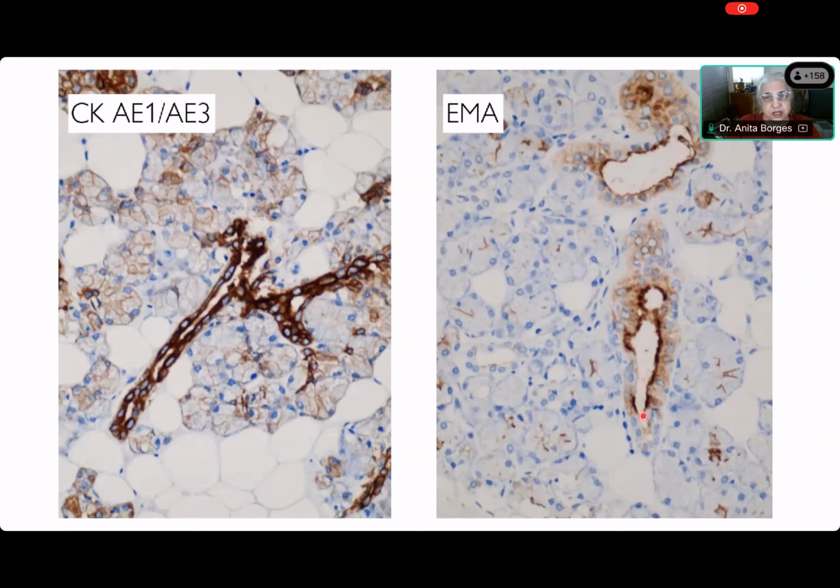Myoepithelial cells contain a contractile protein, and that is SMA, smooth muscle actin. Now, if you look very hard, you still are unable to see myoepithelial cells because the myoepithelial cells are surrounding the acini and the intercalated duct.